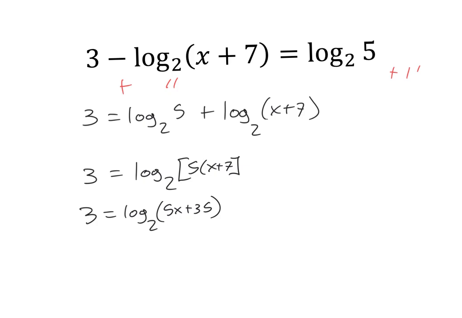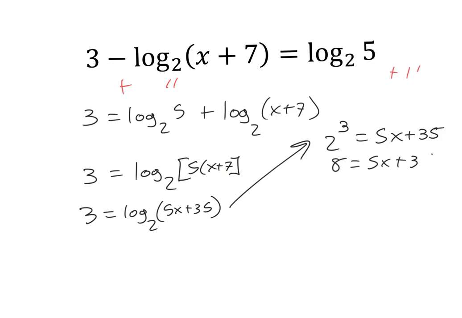Well, now what we have is just a general log equation, and we could just convert this to an exponential one. So if I convert this to an exponential, it would be 2 to the third equals 5x plus 35. That really is an 8. And so now I'm going to just subtract 35. And it's a pretty easy equation to solve now. So that's negative 27 equals 5x. Divide by 5, divide by 5.